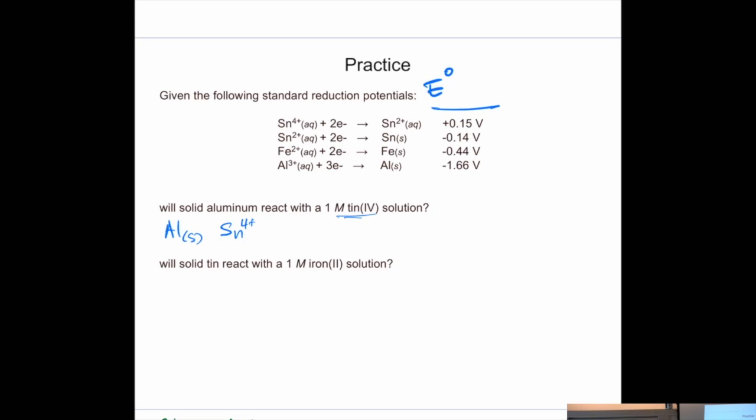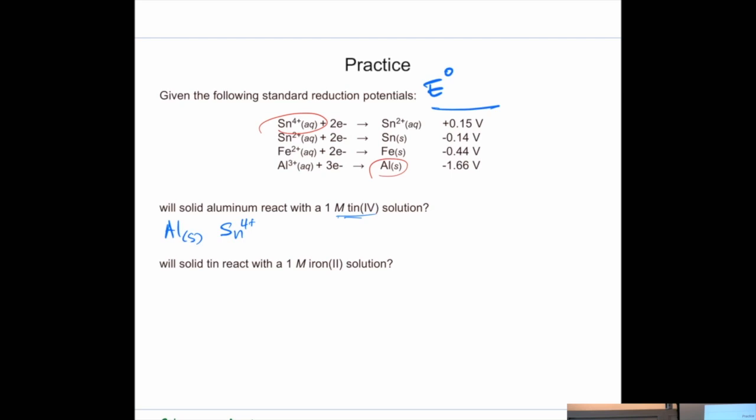That sounds good, right? Where the materials were, tin 4 plus and aluminum solid. And if it's going to react, that means that the aluminum solid is going to go in reverse to form aluminum 3 plus, and the tin 4 plus is going to go as written to form, in this case, tin 2 plus. It won't go all the way to tin solid, right? And how do we evaluate that? Well, what's the reduction potential for each one?